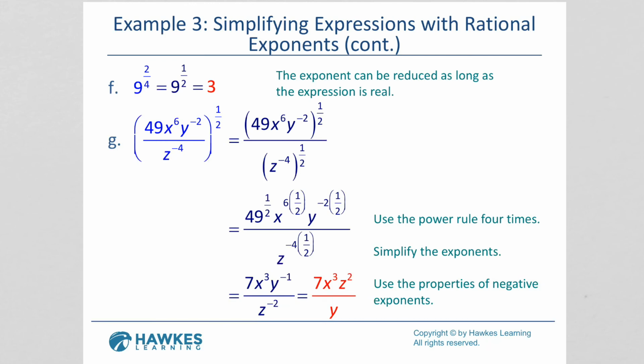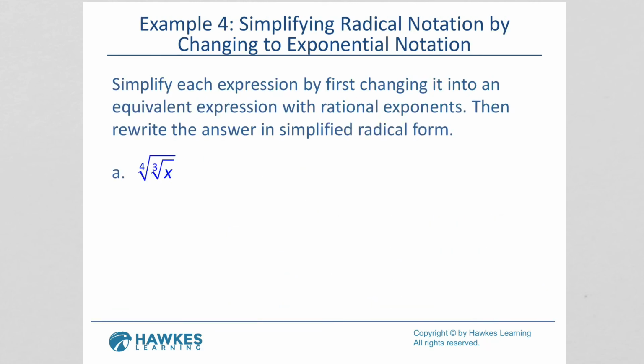And now we'll start simplifying things. So the 7 is going to stay where it is. The x cubed is going to stay where it is. Z to the negative 2 was in my denominator and negative, so I move it to my numerator and make it positive. Y to the negative 1 had been in my numerator and was negative, so I moved it to the denominator and made it positive. So my final answer is 7x cubed z squared over y.